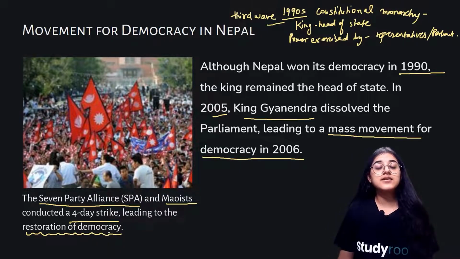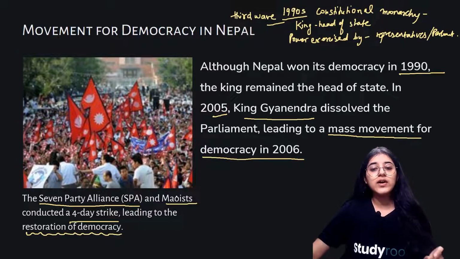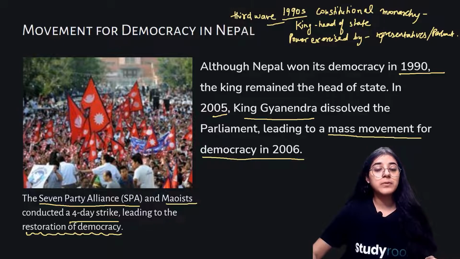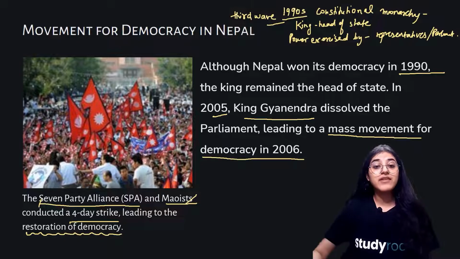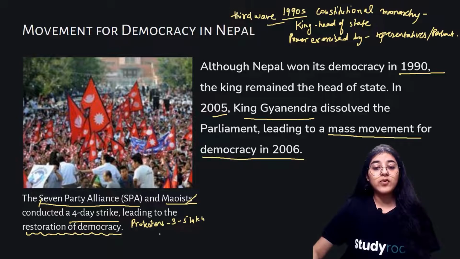However, this 4-day strike turned into an infinite number of days, until their demands for a democratic form of government would be accepted. This protest soon turned into an indefinite strike, in which Maoist insurgents also played a very important role by joining hands. So the 7-party alliance and the Maoists both conducted a 4-day strike, which later turned into an indefinite strike for the restoration of democracy. The shocking thing was that the number of protesters reached around 3 to 5 lakh. That is a lot of people involved on 21st April.